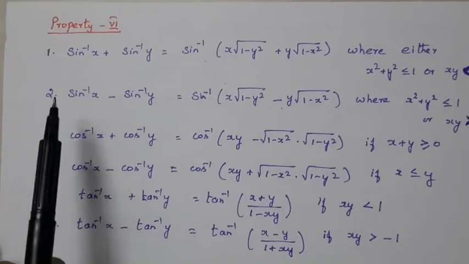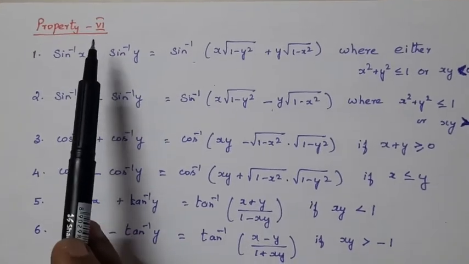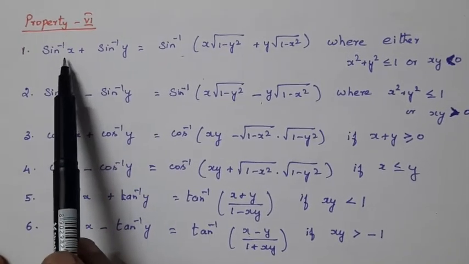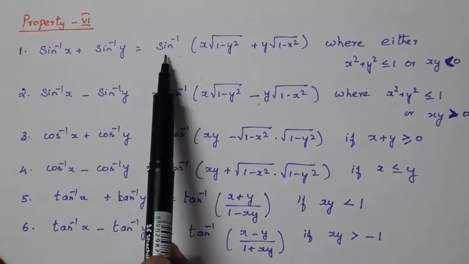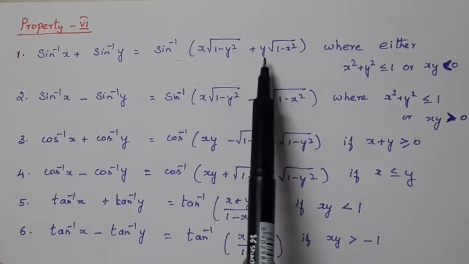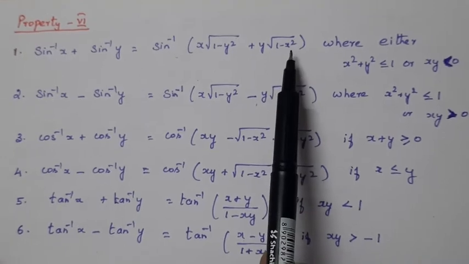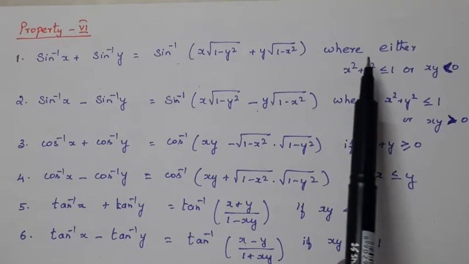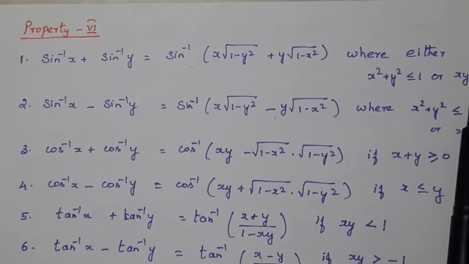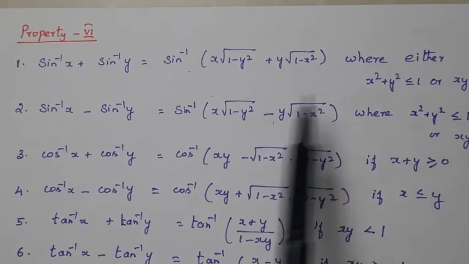Then the sixth set of properties. It has 6 identities, and what are they? The first one is sin inverse of x plus sin inverse of y is equal to sin inverse of x into root of 1 minus y squared plus y into root of 1 minus x squared, and this holds good if either x squared plus y squared is less than or equal to 1 or xy is less than 0.